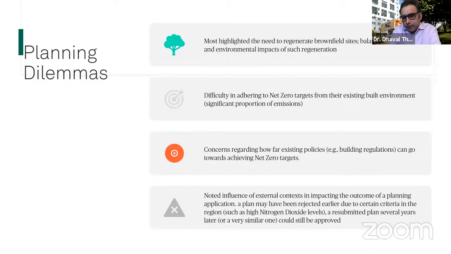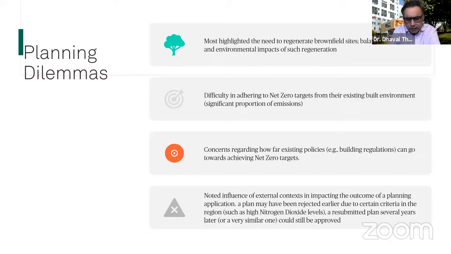Also, there is a big concern around the significant proportion of emissions which comes from the existing built environment, and how you still stick to net zero targets while you're dealing with the existing built environment, while new builds are relatively easier to deal with when you're doing things from the outset. There is also concern regarding how far existing policies, such as building regulations, which is the policy tool available to them, could be applied towards achieving net zero targets as well.